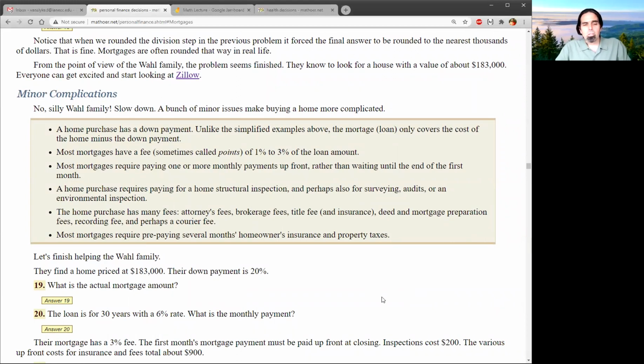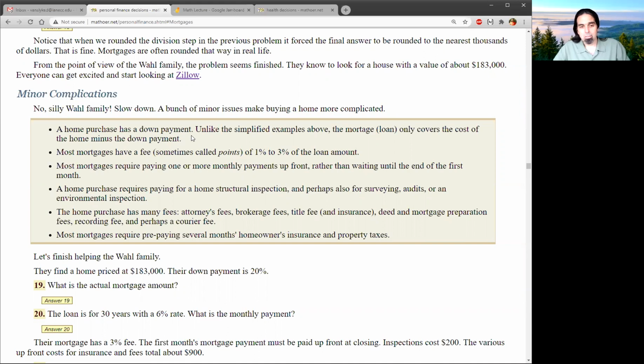But we simplified things way too much. So let's talk about how home buying is really a little more complicated. First, the biggest change, you have a down payment. The loan will only cover the cost of the house minus the down payment, because you don't need the loan for what you've already paid.